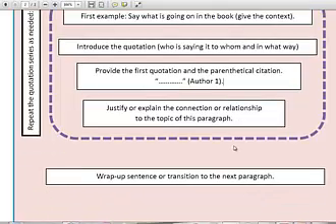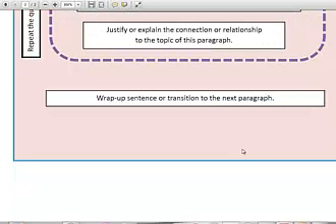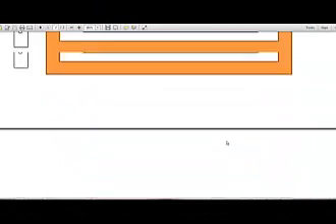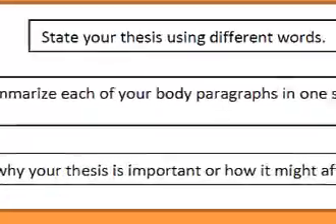You're going to justify or explain the connection to the topic of the paragraph. So you're going to make sure that you're getting back to that thesis idea here. And then you're going to wrap up this paragraph and transition to the next paragraph. Now, after you do that 3 times, you will look at the conclusion right here.